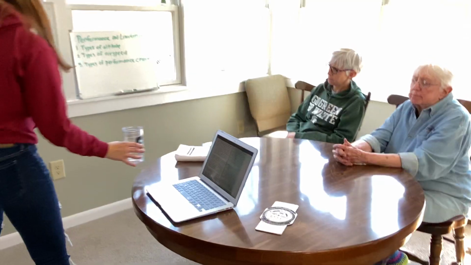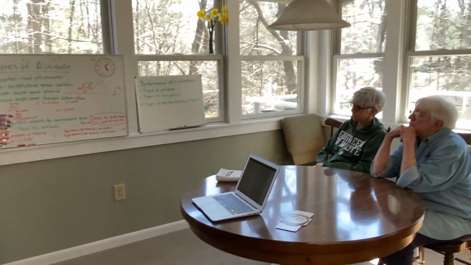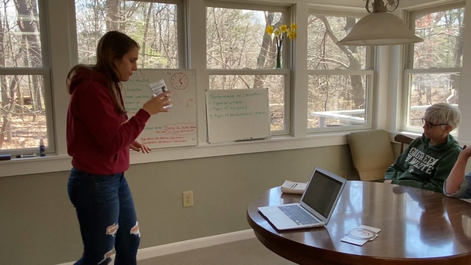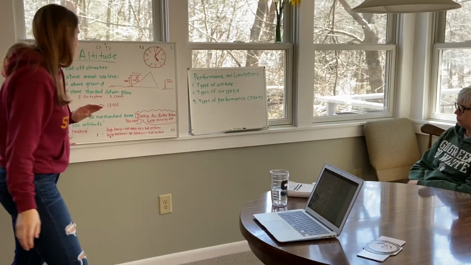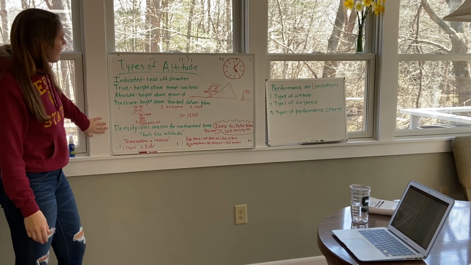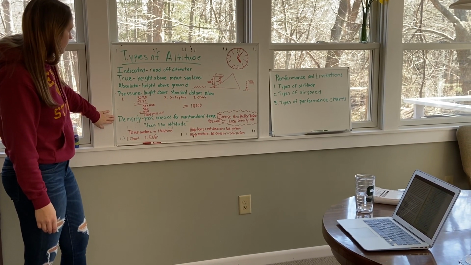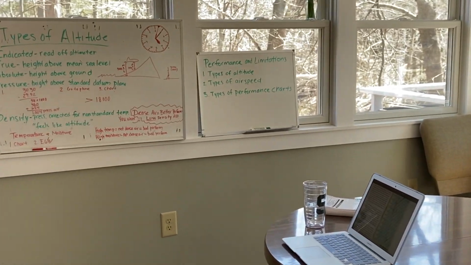So those are the couple ways to find density altitude. And those five are all of your types of altitude. Next, we're going to be going over types of airspeed.